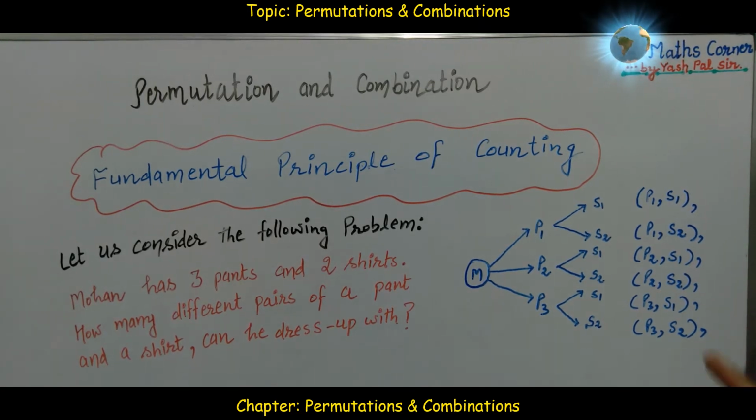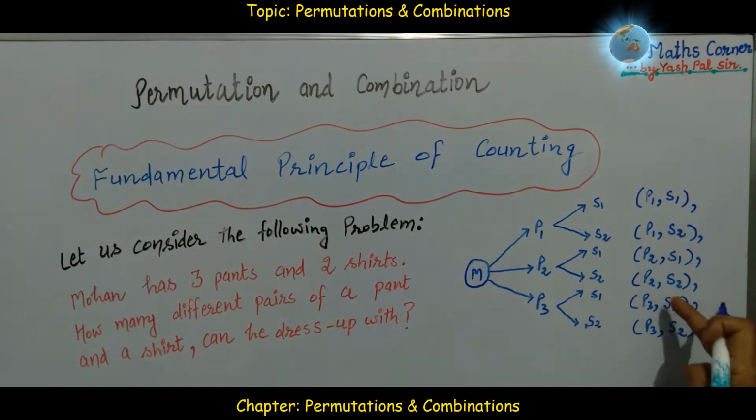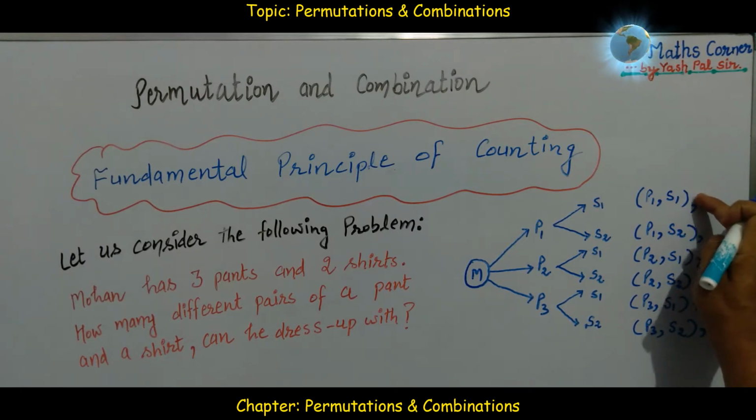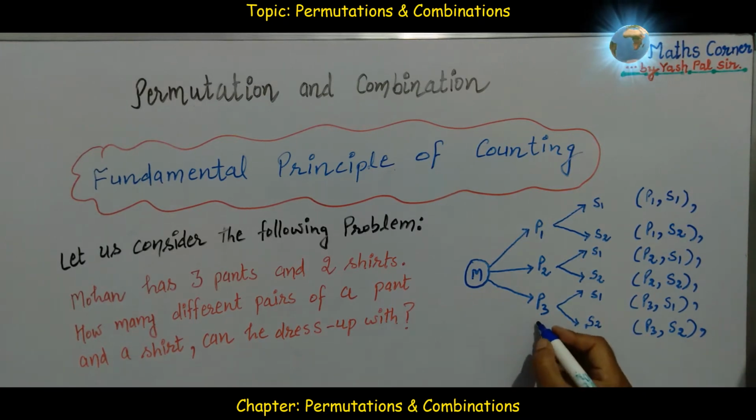That is, this is the list of all possible ordered pairs. Now, what is the total number of these pairs? 1, 2, 3, 4, 5, 6. One thing we note: how many pants are there? There are 3. And how many shirts are there? There are 2. 3 times 2 equals 6. 6 ways.